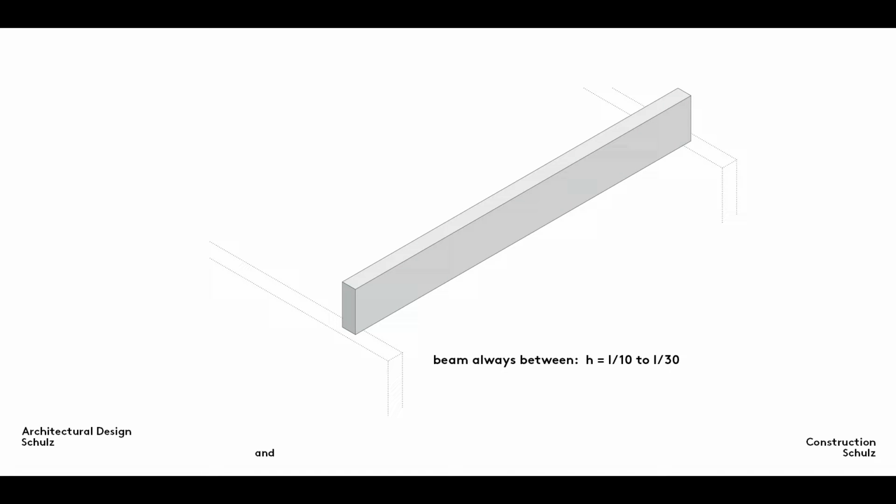Irrespective of the span width, the height of a beam subject to bending is always between 1/10 and 1/30th of its span width. The actual height depends on a variety of factors including the material, load conditions, shape, and structure of the beam. A beam with a 30-meter span would therefore measure at least 1 meter and rarely more than 3 meters in height.